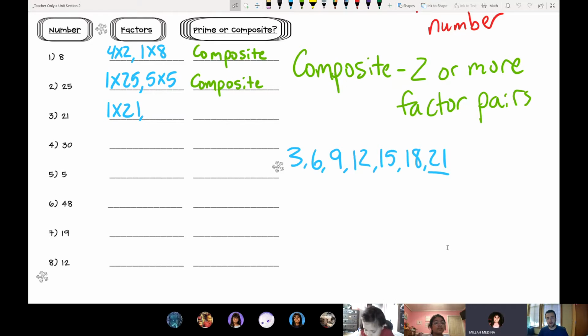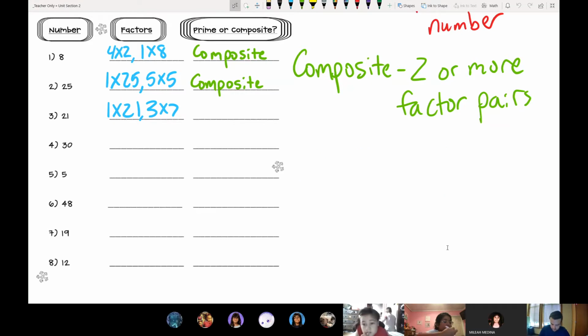How many times did we have to skip count? How many times was it? 7. It was 7 times. So 3 times 7 equals 21 as well. So now that we know that, is it prime or is it composite? Composite. It is composite. Let me erase these notes here. Write it down. Yep, composite.